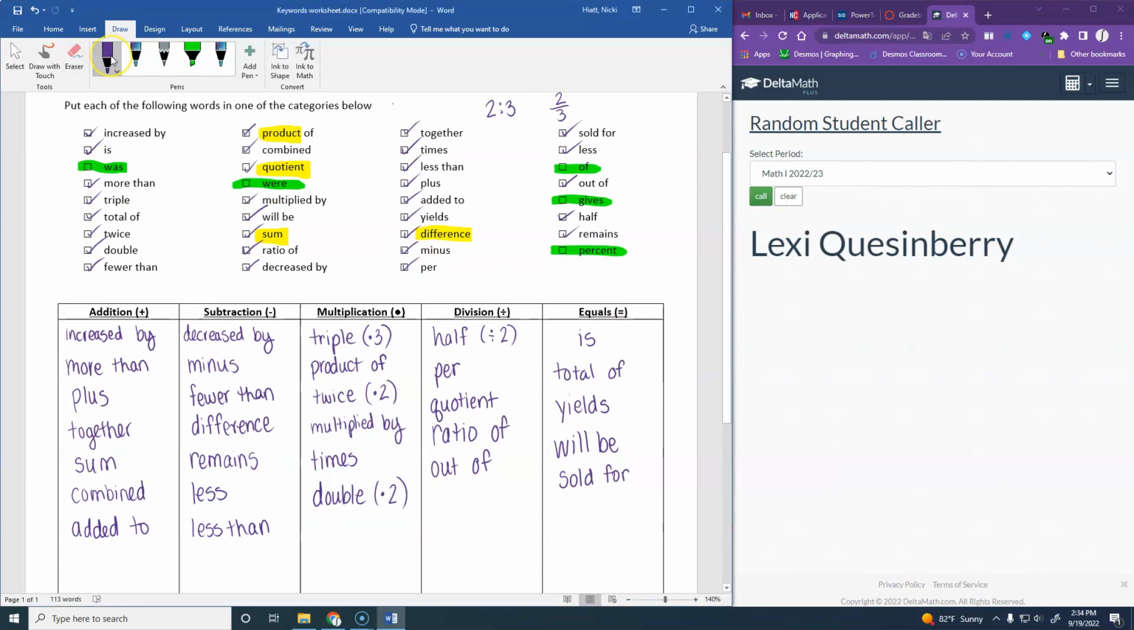Lexi. Percent is division. Very good. Specifically, what is it divided by? It is 100, because the word percent means per 100. Cent, if you think of that prefix cent, where else do we see that? Century, cent, the coin. There are 100 cents in a dollar. There are 100 years in a century. So cent right there refers to 100, and we know about percent, it's per 100.